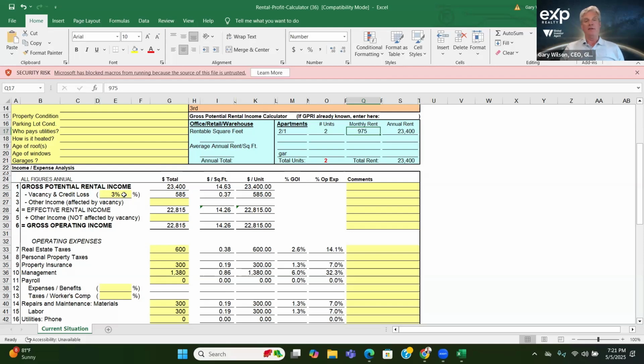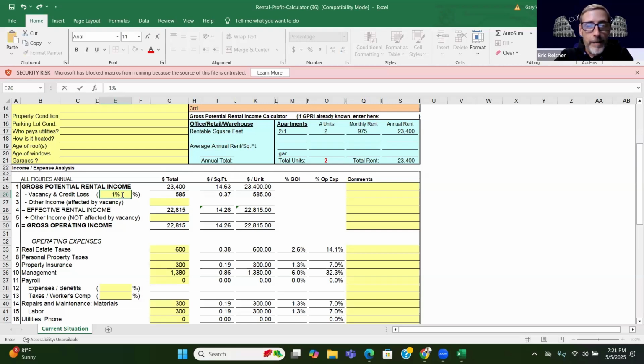Now, right now, guys, vacancy rates are at an all-time low. I don't think you'd get 3% vacancy rates anywhere in the country. I mean, it's possible, but not likely. So why don't we say vacancy right now is 1%? Does that sound fair, Eric? I mean, maybe we can say where we are, it's zero, but that's fine. One will work. Okay. Other income affected by vacancy, that could be something like laundry or something. Effective rental income now is 22,815.